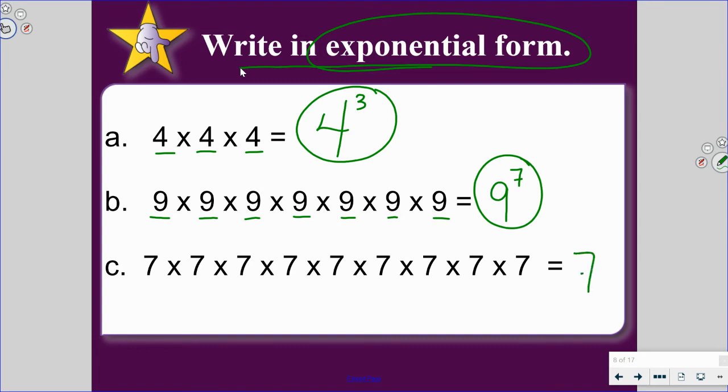Now part C also has a 7, but in this case 7 is the base. 1, 2, 3, 4, 5, 6, 7, 8, and 9 times. So look how those last two are similar. They both have 7s and 9s. Look how they're different. One of them has a base of 9 because 9 is multiplied repeatedly. One of them has a base of 7 because 7 is multiplied repeatedly.